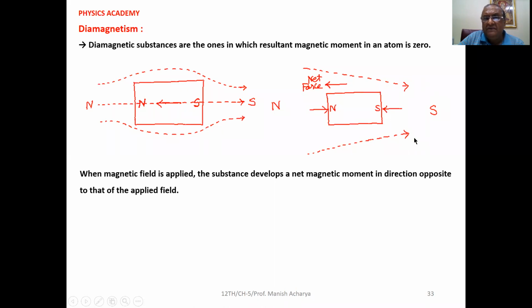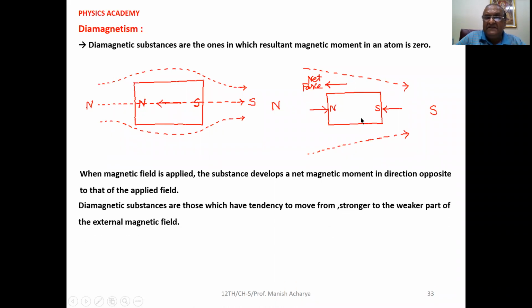In this particular region, the magnetic field is a strong one, and in this particular region, the magnetic field is a weak one. Now, the repulsive force on this side will be greater than the repulsive force on this side. Therefore, resultantly, your diamagnetic substance, when placed in the non-uniform magnetic field, will move from the strong magnetic field region to the weak magnetic field region. So from this behavior, we can understand this particular sample is a diamagnetic substance. See, diamagnetic substances are those which have a tendency to move from the stronger to the weaker part of the external magnetic field. Clear to all of you?